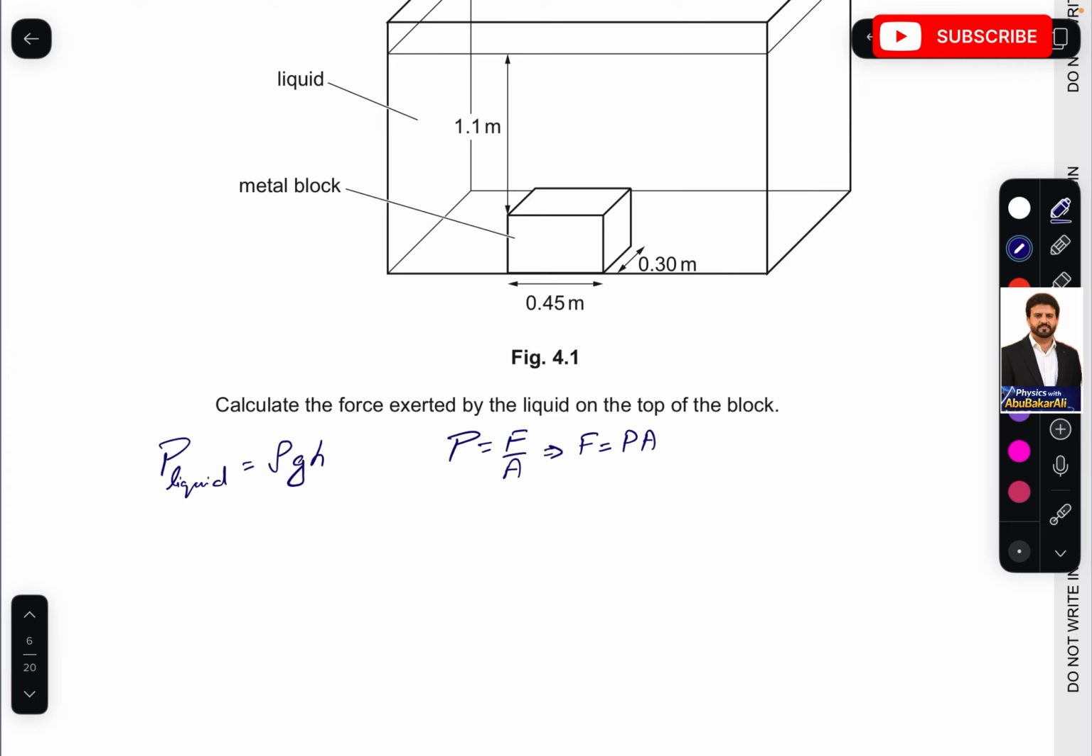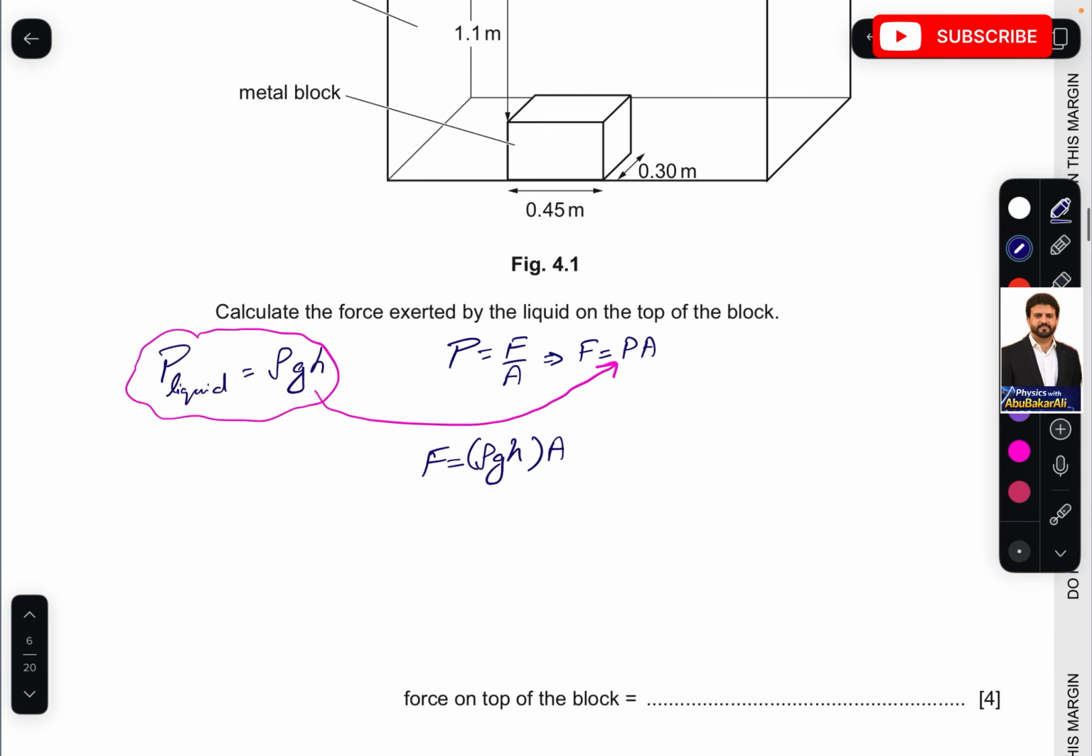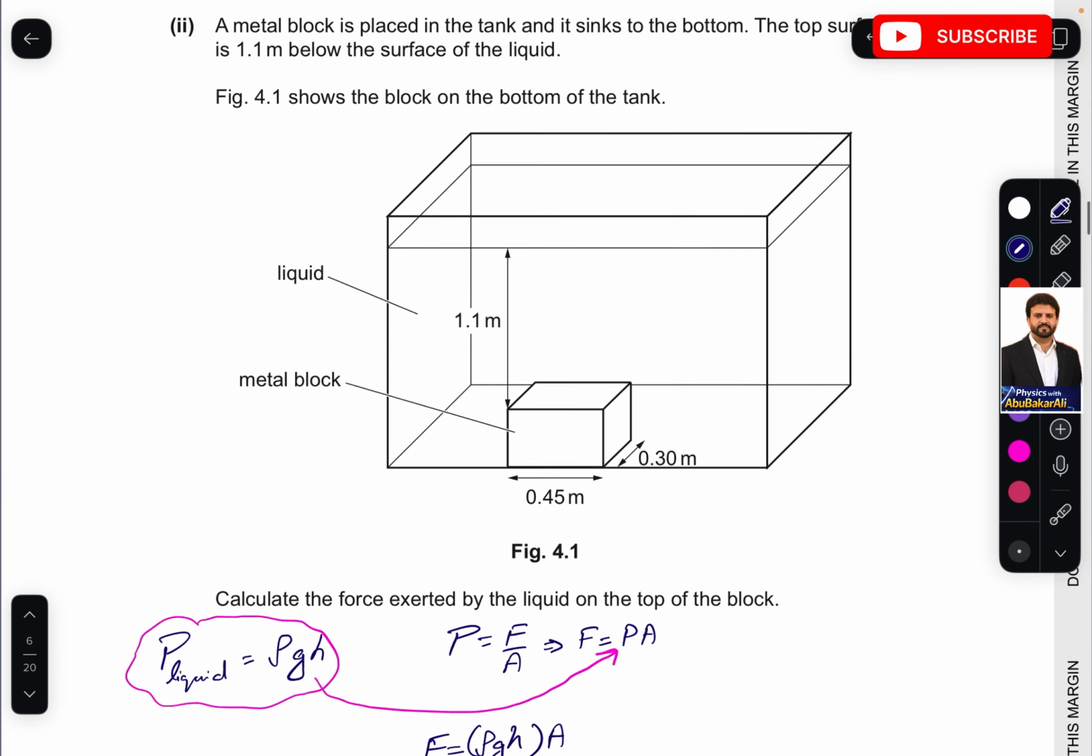Okay. And I can put the value of pressure from here into this equation. So I will get force equals rho g h into A. You can rewind this video for a few seconds and watch what I have done again. I have just combined the two different formulas and I'm making the force the subject. So F equals rho g h into A now.